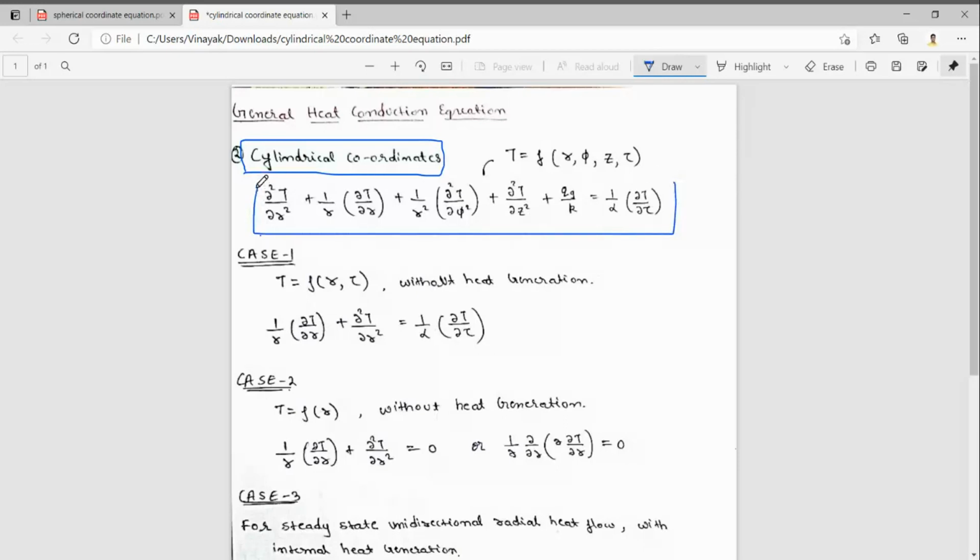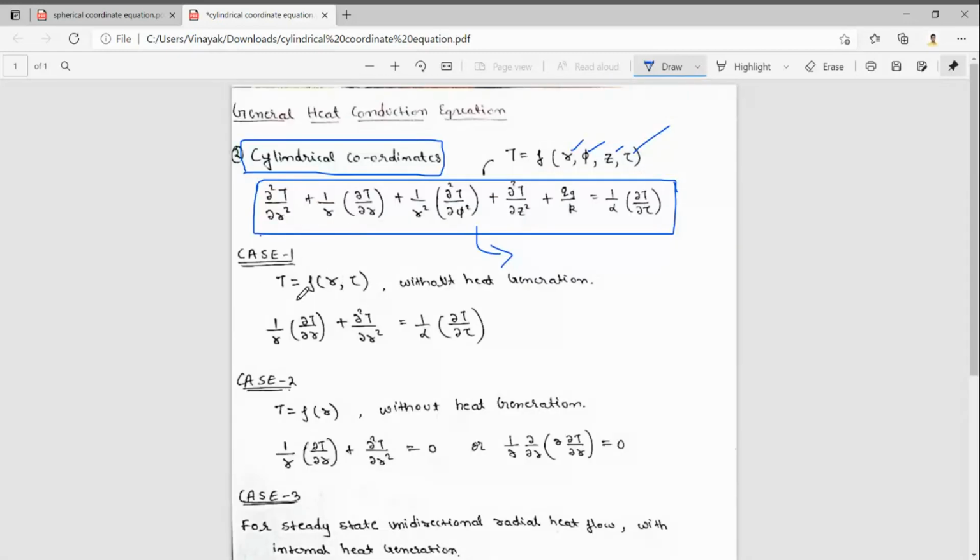equation for competitive exam. For semester exams you can follow the data book. In data book this formula is given directly, so you can use this. Here we can see that temperature is a function of r, that is in radial direction, and phi is some angle, and z is in z direction, and tau is time. So we will see in this some cases.